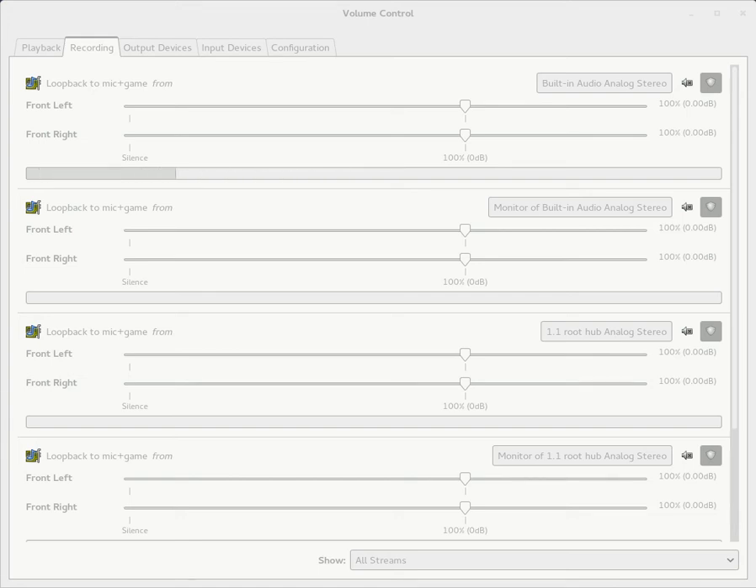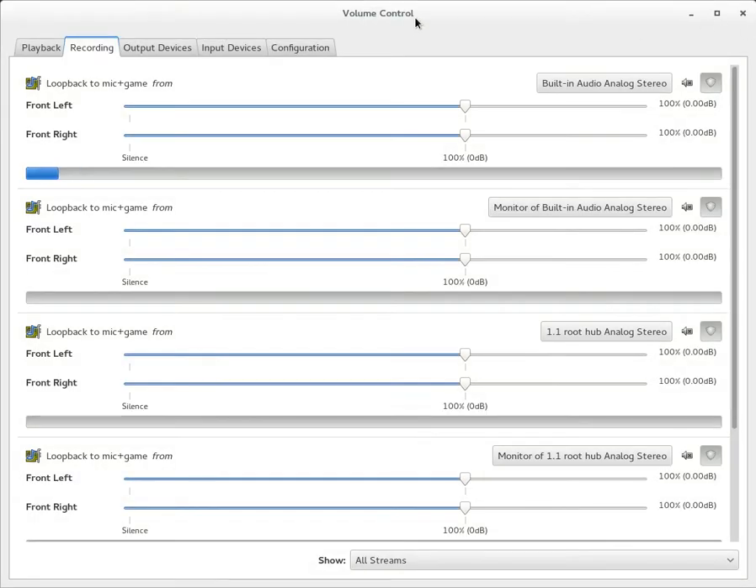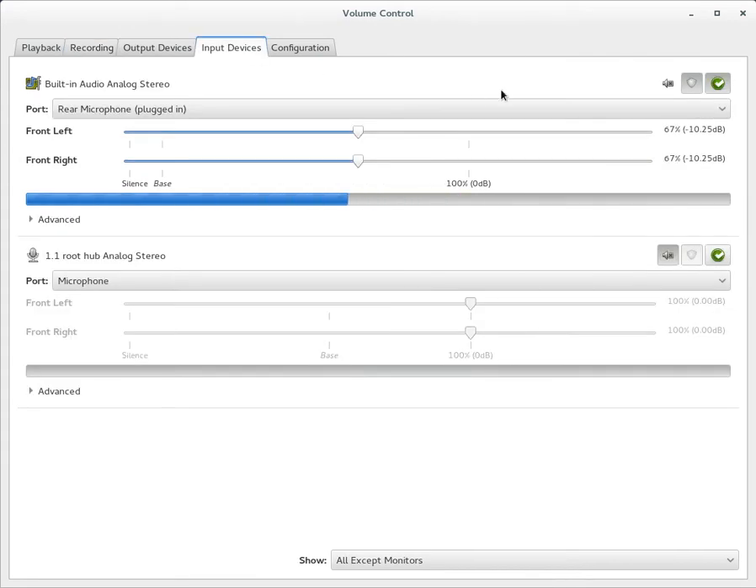This is my first test of the Blue Yeti USB microphone on Linux. As you can see here, I've got it set up to record from both my normal headset microphone, which is what we're hearing at the minute, and the Yeti, which is this 1-1 root hub analog stereo. So I'm going to switch my headset mic off, I keep the headset on, and just talk like this.